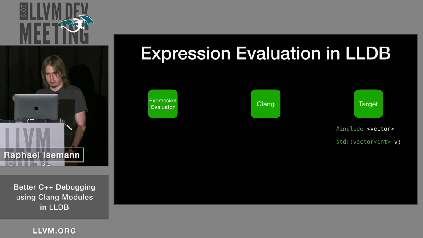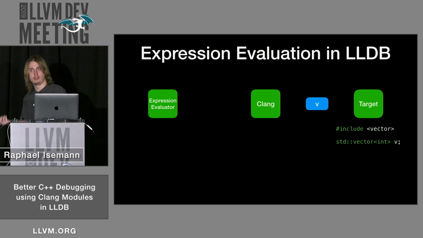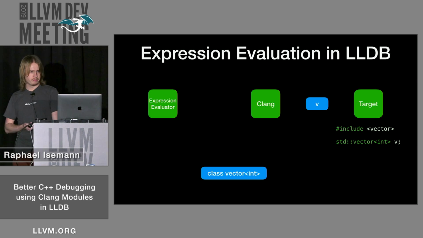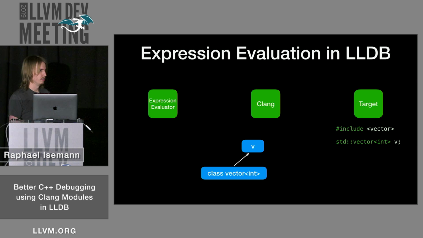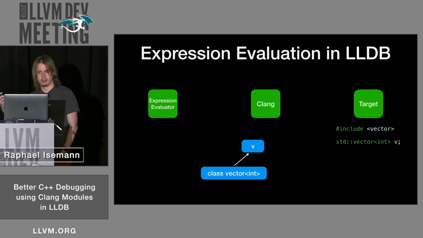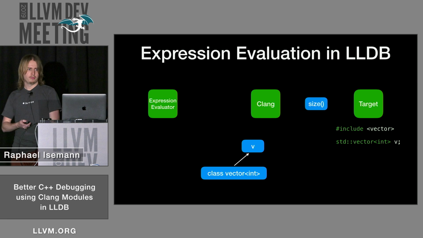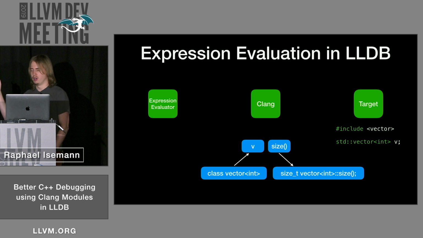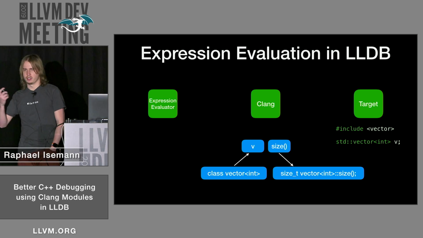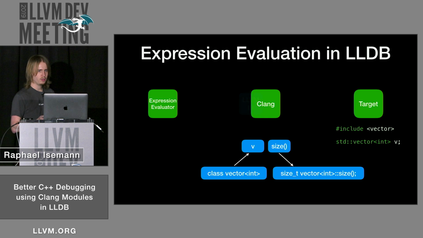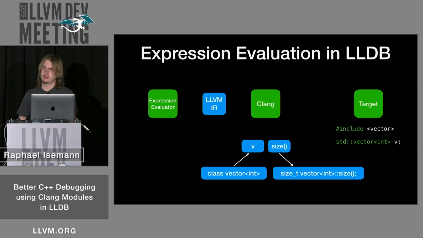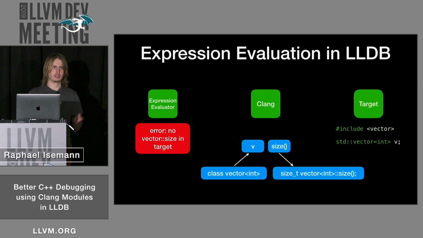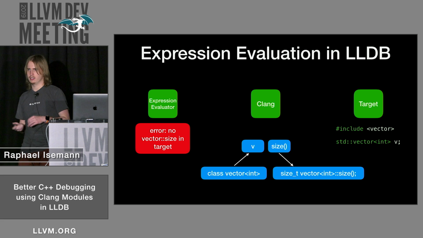So what happens now is we start parsing with Clang, and Clang will ask us, what is v? Well, we know from debug information that there's a vector of int in your program, and we know that v is of type vector of ints. And then we have a size call, and the size call is a call to the member method of vector of int, and it just returns the size. And what happens now is we get LLVM IR back, and we evaluate it. But this time we don't get a result, we get an error. And the error is there's no vector size in the target. Okay, so why do we get this error?